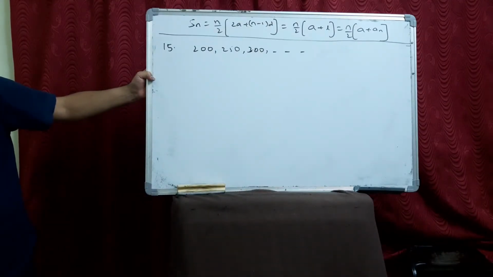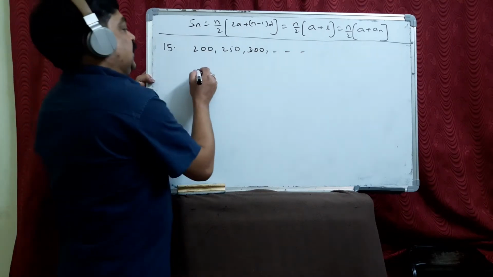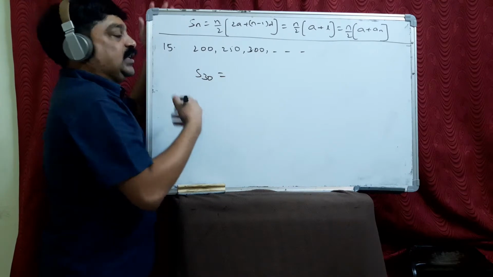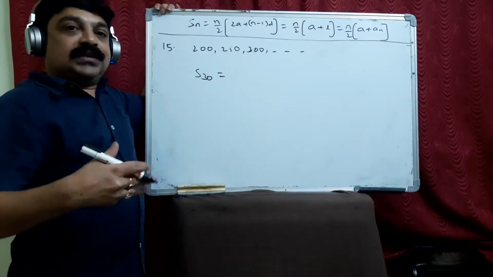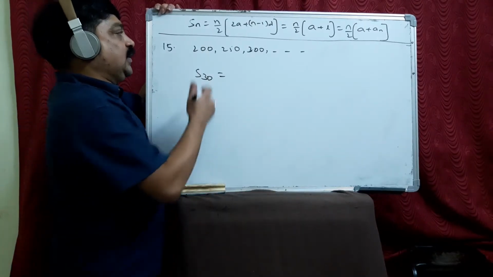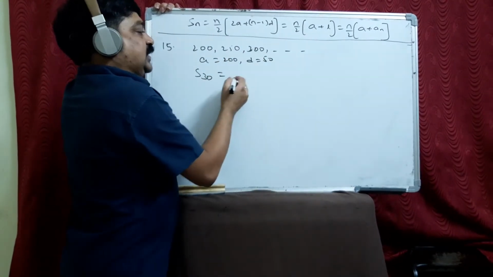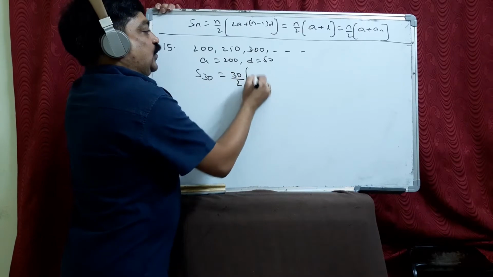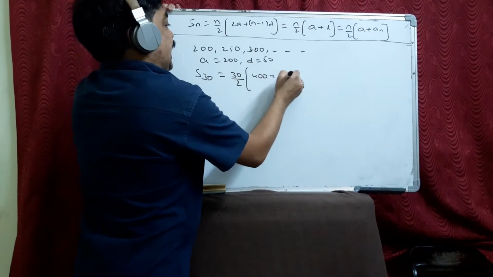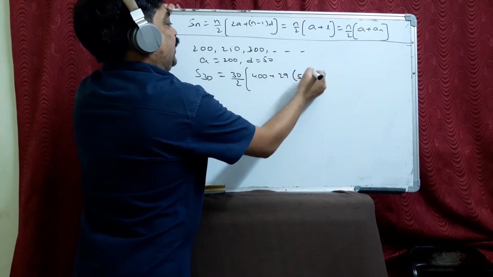How much money does the contractor get if he delays the work by 30 days? So the total amount, if he keeps on increasing like that. Clearly a is 200, d is 50, n is 30. S equals n by 2 into 2a plus n minus 1 into d. That's it.